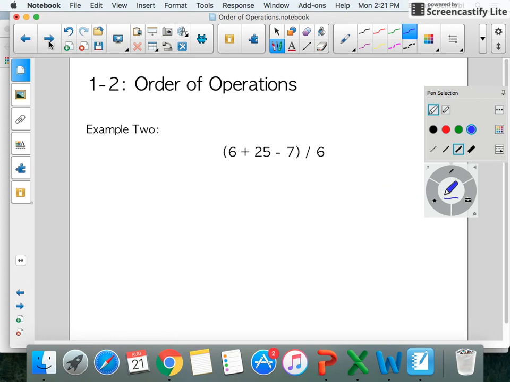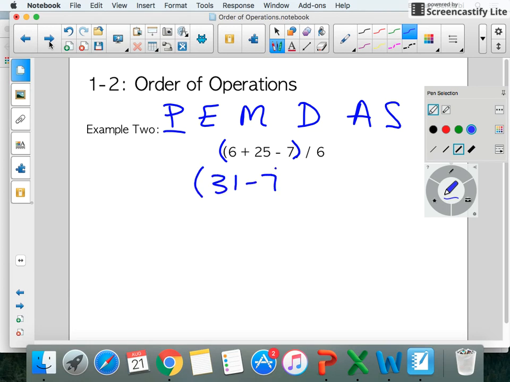Our next example says the quantity of 6 plus 25 minus 7 divided by 6. So again, I'm going to put PEMDAS up here. The very first thing I see, I have this set of parentheses here, so I have to start with parentheses. So I'm going to simplify in there. Now in there, I'm going to do my 6 plus 25 first, because remember, addition and subtraction, you just go left to right based on the problem. So first we have addition, so 25 plus 6 is 31, minus 7, that's still in the parentheses, and then we've got the divided by 6 part.